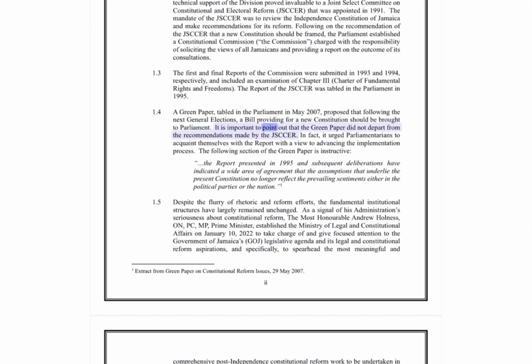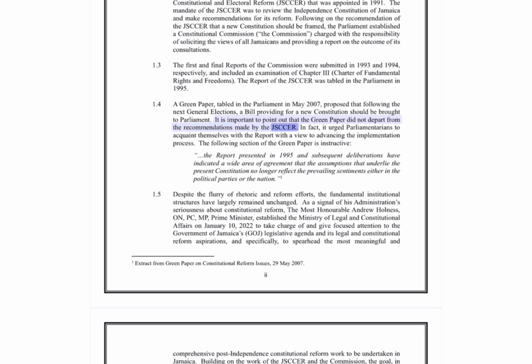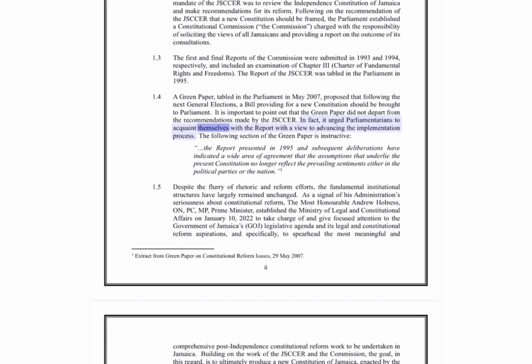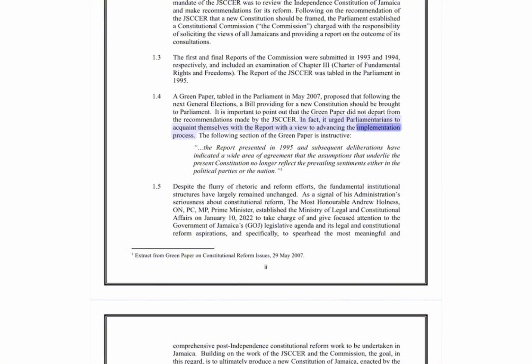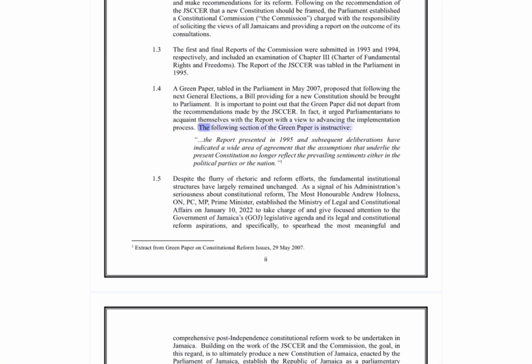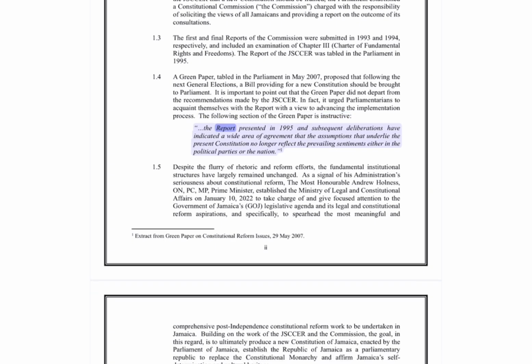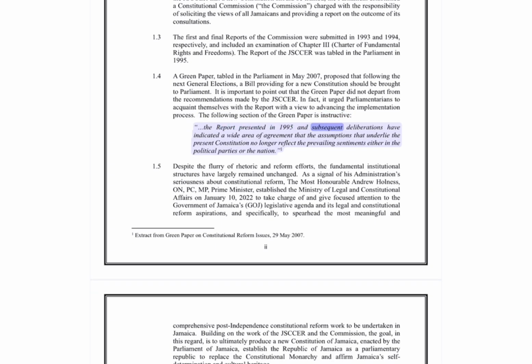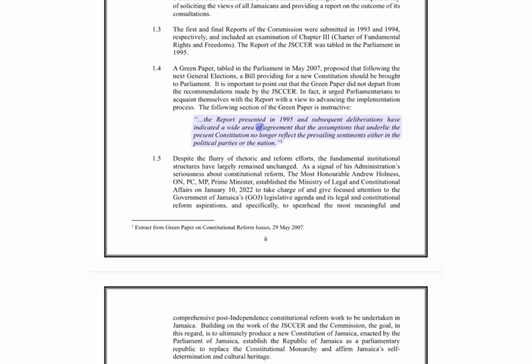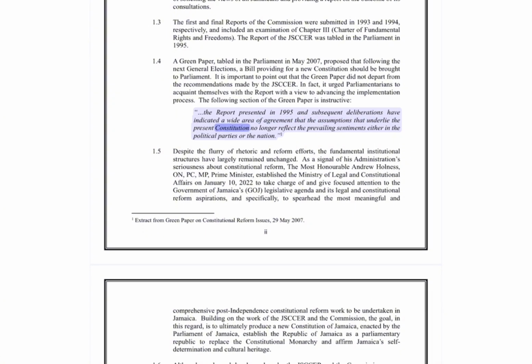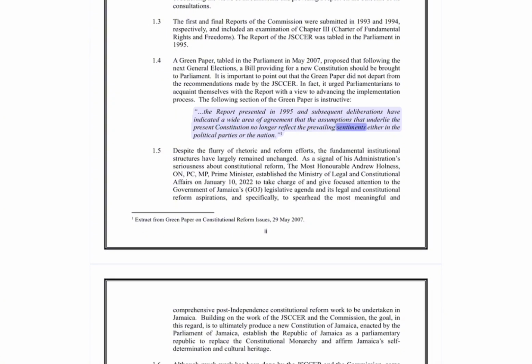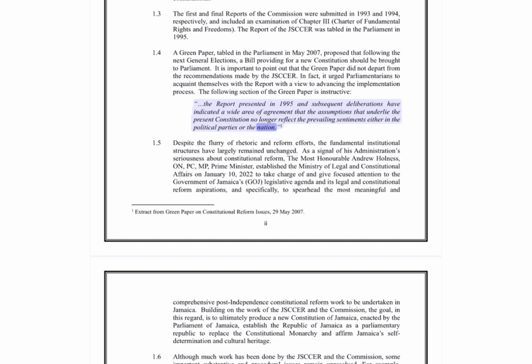It is important to point out that the Green Paper did not depart from the recommendations made by the JCCR. In fact, it urged parliamentarians to acquaint themselves with the report with a view to advancing the implementation process. The following section of the Green Paper is instructive. The report presented in 1995 and subsequent deliberations have indicated a wide area of agreement that the assumptions that underlie the present constitution no longer reflect the prevailing sentiments either in the political parties or the nation.